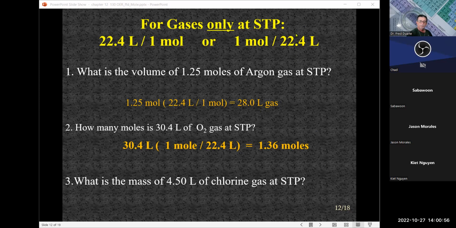All right, then the next one. Now, here, we're at STP still. We want to know what is the molar mass of 4.5 liters of gas. Okay.